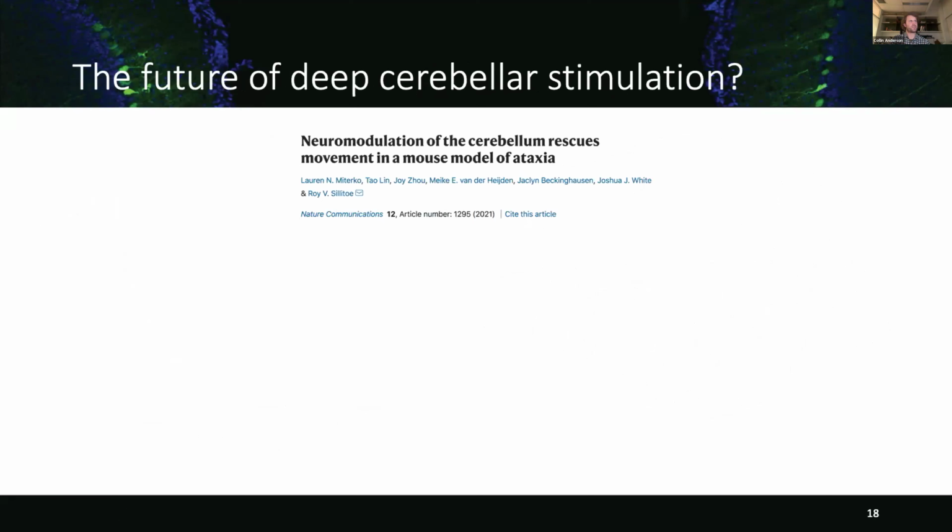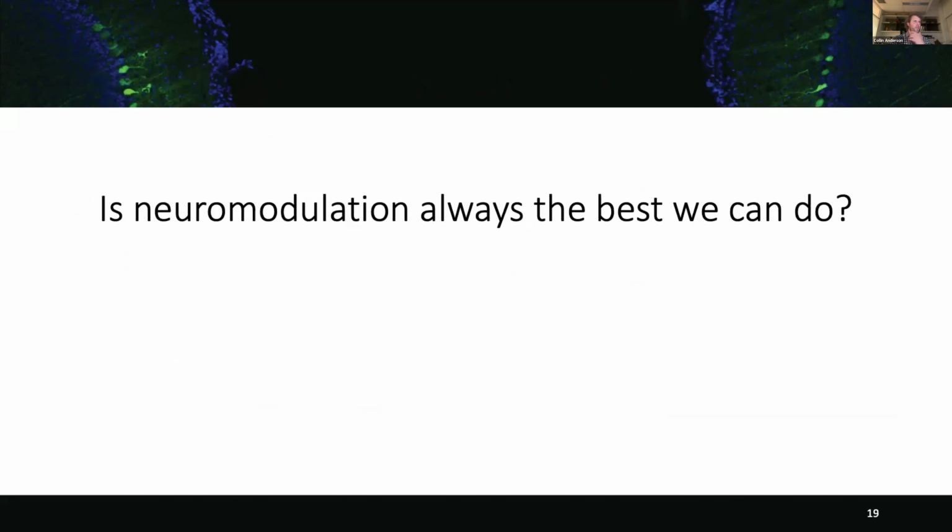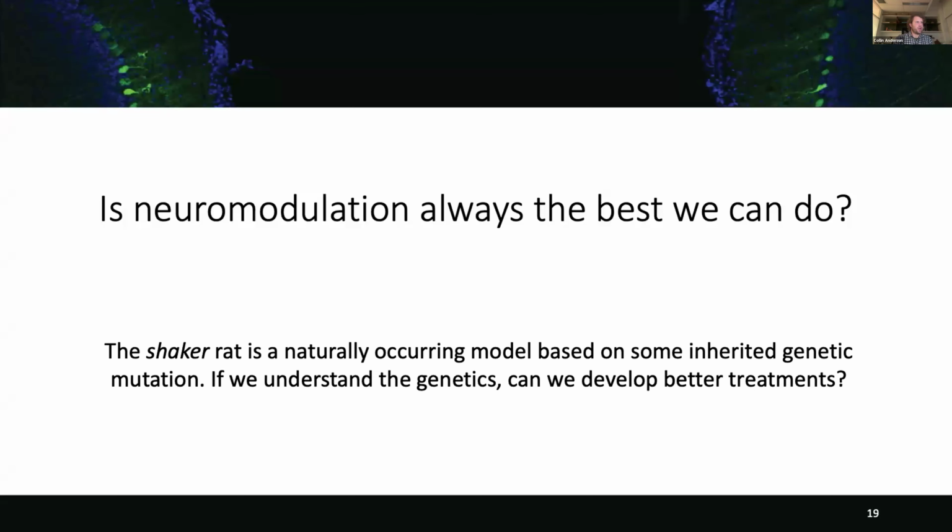So this work is still ongoing. Roy Silito's group has taken this well beyond what we've done, and it's actually gone into a small number of human patients in Brazil. I believe there have been 8 implanted down there so far, and 7 of them have seen a fairly comparable degree of improvement compared to what we saw in the rats. So this is exciting. But the question becomes, this is a genetic model. Clearly, it's spontaneous. So if we could figure out what the genetics are in this model, is neuromodulation always going to be the best that we can do?